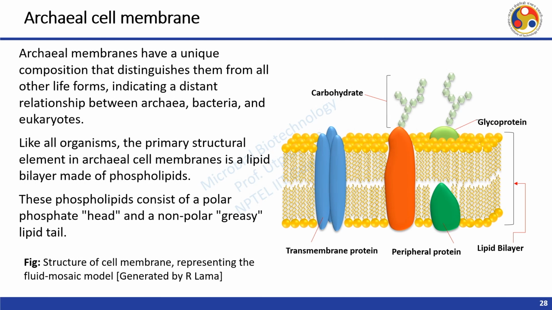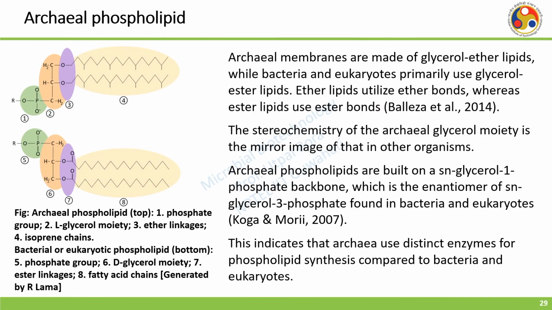Like all organisms, the primary structural element in archaeal cell membranes is a lipid bilayer, which is made of phospholipids. These phospholipids consist of a polar phosphate head and a non-polar greasy lipid tail. Archaeal membranes are made of glycerol ether lipids, while bacteria and eukaryotes primarily use glycerol ester lipids. Ether lipids utilize ether bonds, whereas ester lipids use ester bonds.